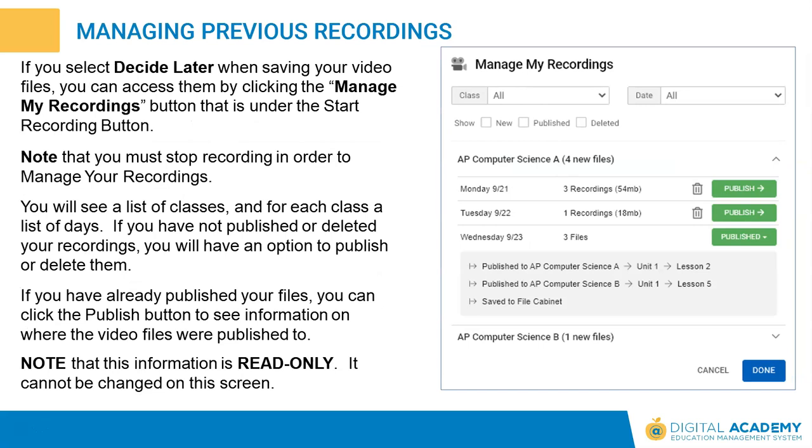If you select Decide Later, you can manage your recordings by clicking the Manage My Recordings button that's under the Record button at the top. You will see all of the days that have recordings saved, and you will be able to publish them by clicking the Publish button. If you've already published them, you will be able to see where you published the recordings to by clicking the Published button.